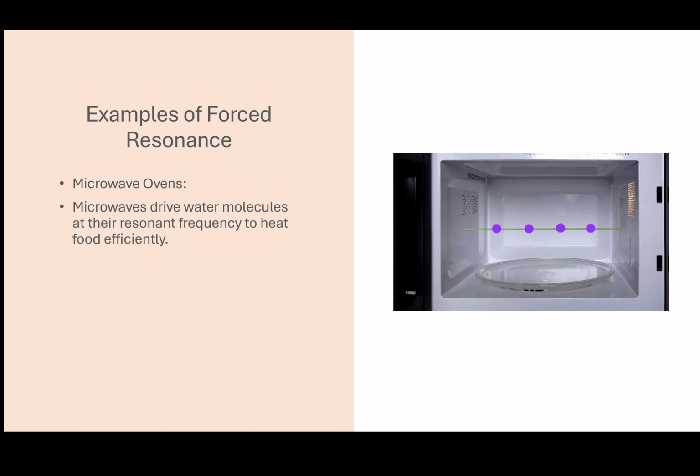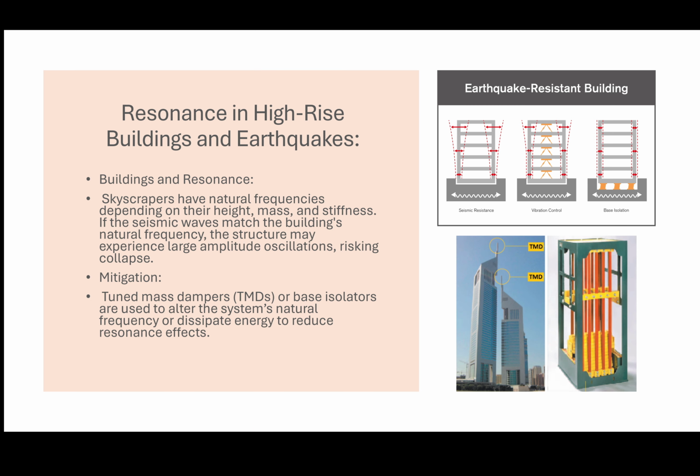So resonance in high-rise buildings and earthquakes as well is something very important that we can look at, right? So earthquakes are caused by different types of waves, different types of P waves, right? And we have different structures that actually prevent these types of oscillation. So we dampen the oscillation, we slow down the oscillation so that the building does not reach a destructive or catastrophic resonance, right? So we use tuned mass dampers or base isolators. Those are used in the systems to alter the system's natural frequency and to dissipate energy, right? So we don't want the waves to create so much energy that the building can be toppled over.